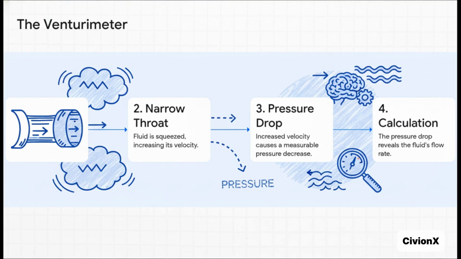So look at step 1. Fluid comes in through a nice wide section of pipe. It's moving slow, its pressure is high. But then look what happens. We squeeze it into this narrow throat. To get through, the fluid has no choice but to speed up, a lot. And what did we just learn? When velocity goes up, pressure goes down. And bingo! By measuring that predictable drop in pressure, we can calculate exactly how fast the fluid is moving. We've made the invisible visible.